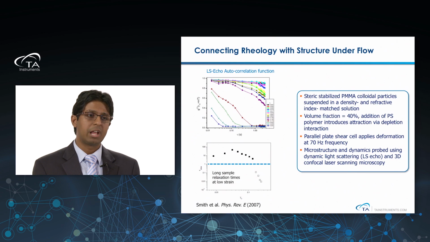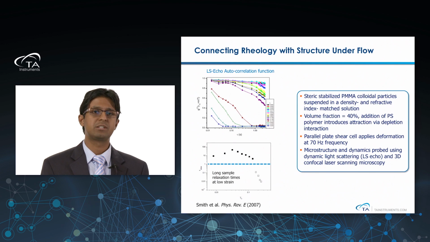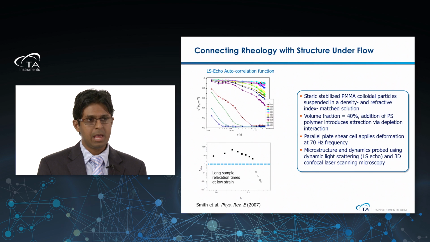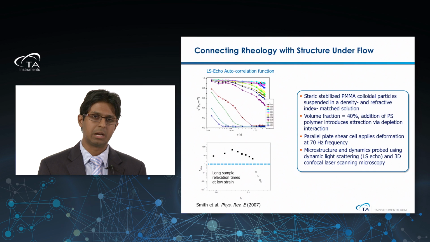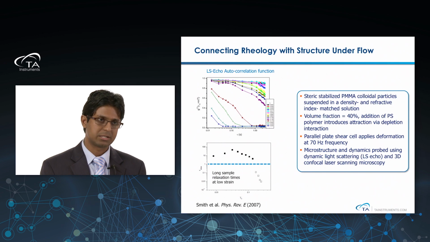The plot on the lower left shows an exponential fit to the autocorrelation function shown on the top. And they define a time scale associated with the decay of this autocorrelation function. And they notice that at low strains, we have really long sample relaxation times. And when we get above a certain strain value, the autocorrelation function starts to decay fairly fast.